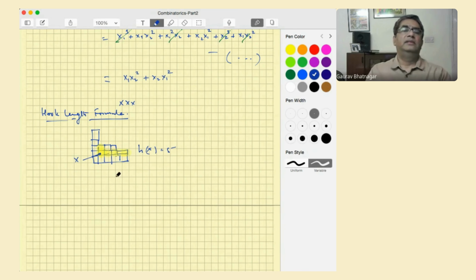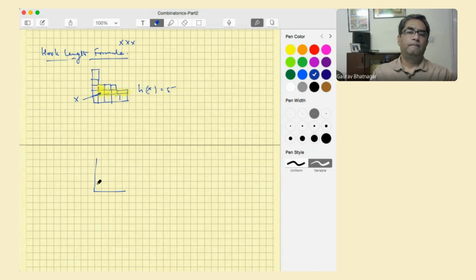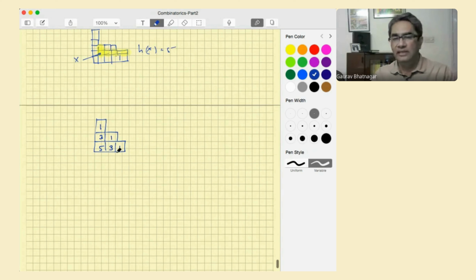So let's do an example. What is the hook for this chap? There's nothing on the left, nothing on top, so it's 1. Here, 1, 2, 3. Here, it's just nothing on the right, nothing on top, so it's 1. Here, it's 1, 2, 3, 4, 5. Here, it's 1, 2, 3. And here it's 1. So these are the hooks of each cell.